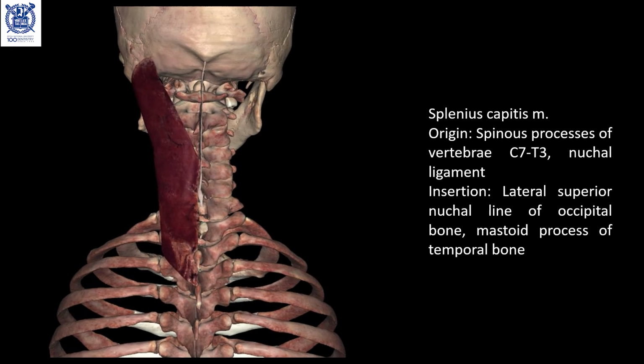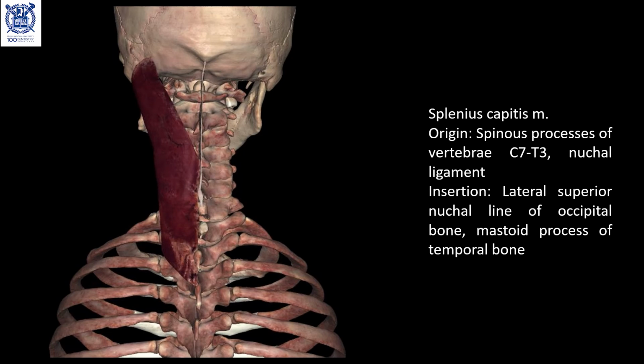Splenius capitis muscle. It is a broad strap-like muscle in the back of the neck. It pulls on the base of the skull from the vertebrae in the neck and upper thorax. It is involved in movements such as shaking the head.